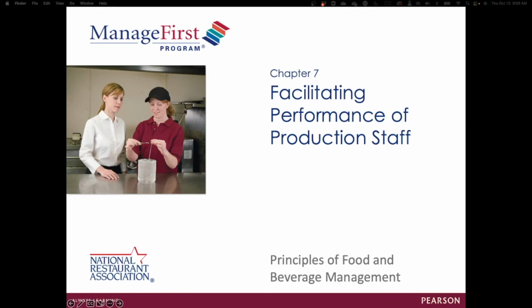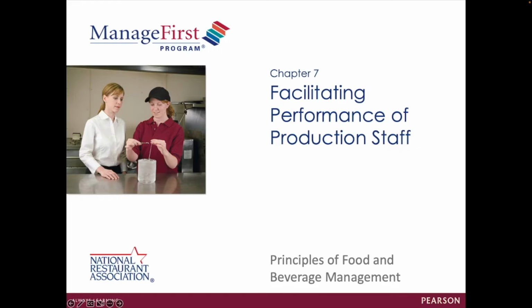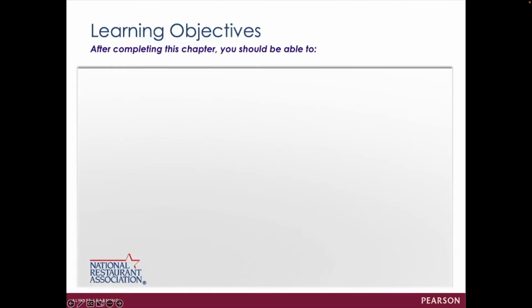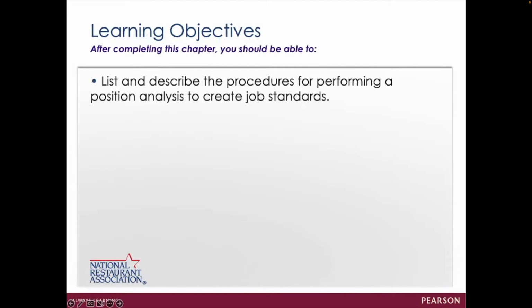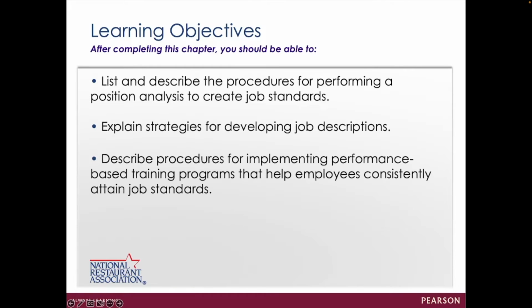In this module, we're going to discuss facilitating performance of production staff. The learning objectives for this chapter are: list and describe the procedures for performing a position analysis to create job standards. Explain strategies for developing job descriptions. Describe procedures for implementing performance-based training programs that help employees consistently attain job standards.